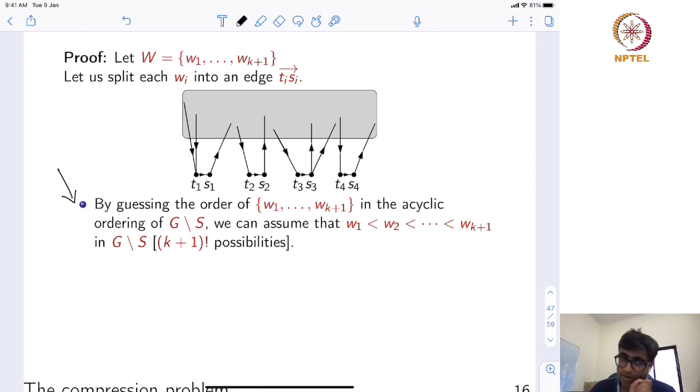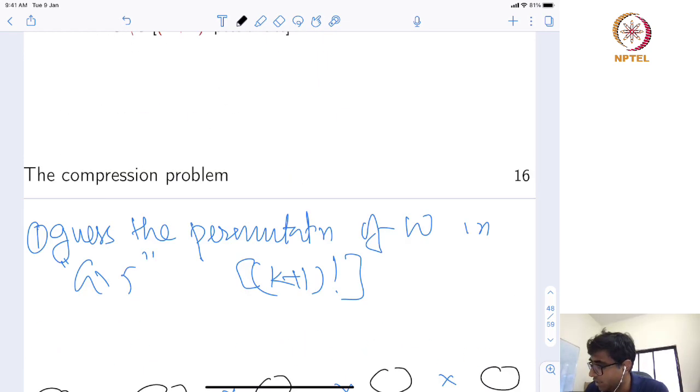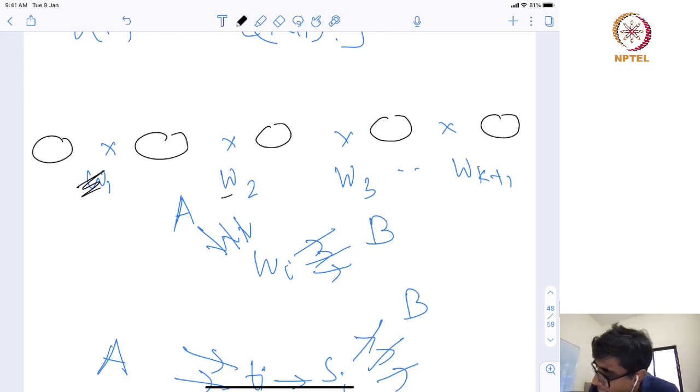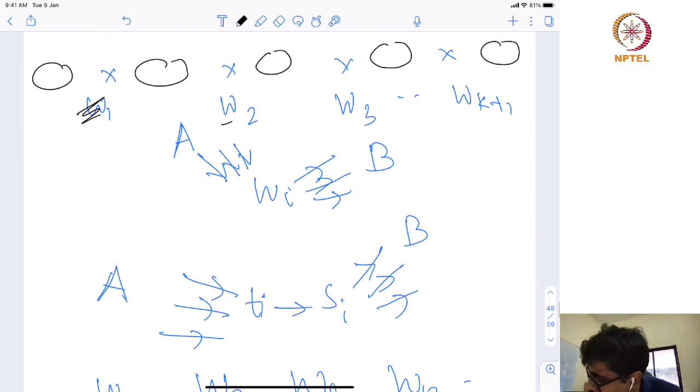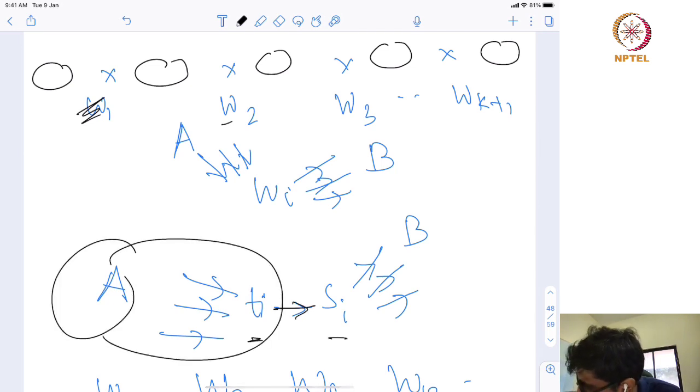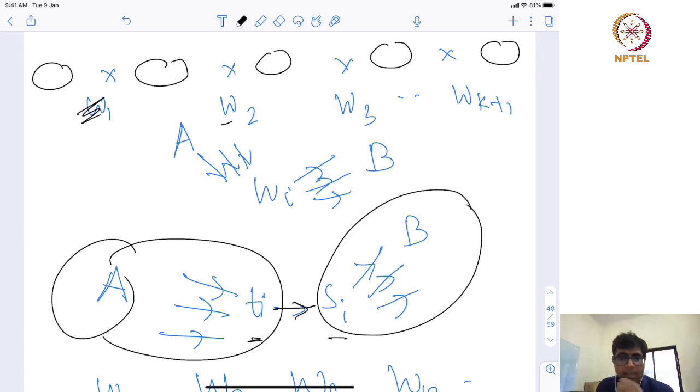The way we did in our reduction some time back. So suppose Wi has in arcs from A and B, then you make Ti and Si, give an arc from Ti to Si, make A adjacent to Ti, and make B adjacent to Si. Why are we doing this? We are trying to move towards giving a reduction to skew multicut. You will see in a minute.